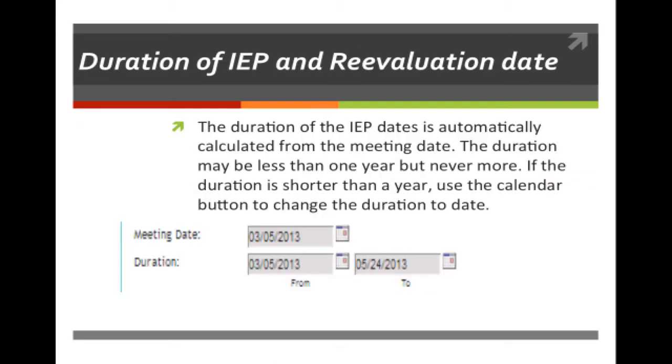The duration of the IEP dates is automatically calculated from the meeting date. The duration may be less than 1 year, but never more. If the duration is shorter than 1 year, use the calendar button to change the duration to date. There are some reasons for having a duration of less than 1 year, and some of them may include the graduation of the student, anticipated change in a program, a 45-day trial placement into general education, a 45-day alternative placement related to student discipline, a short-term hospital or home instruction, or even an amendment IEP or interim IEP.